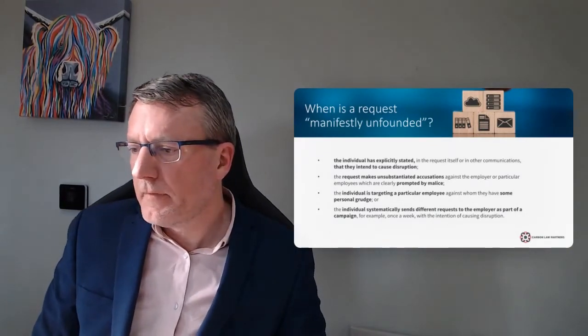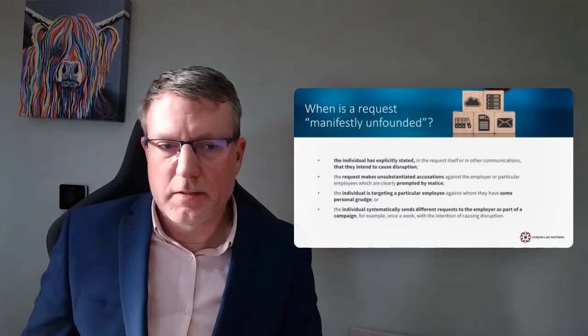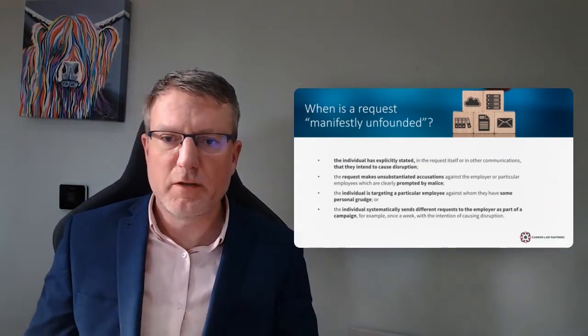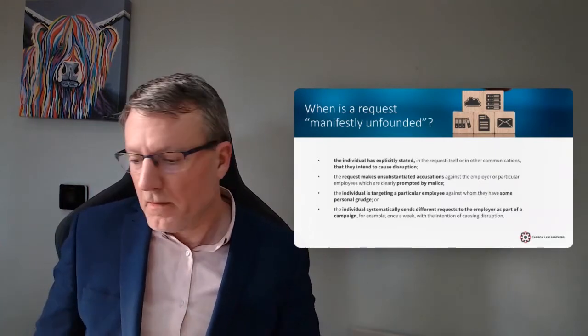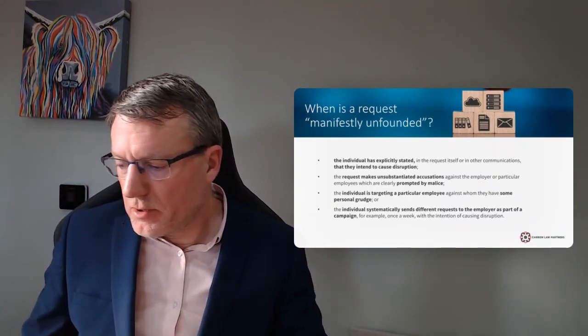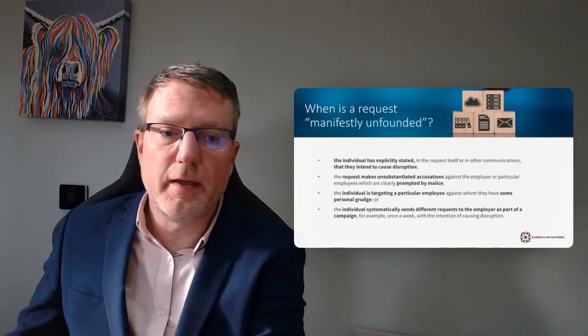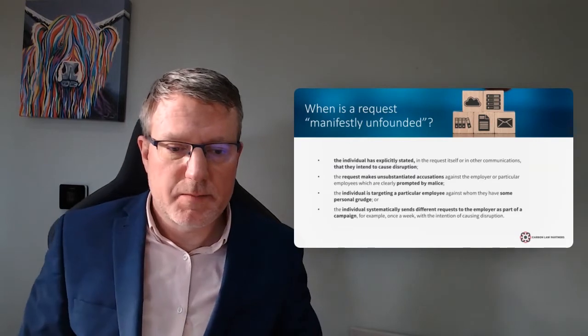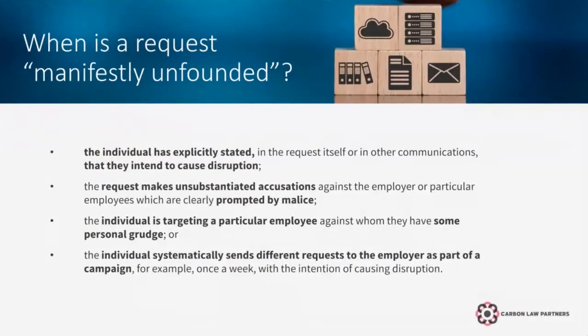Now, the other point that I touched on is that, well, when can we refuse to actually comply full stop? When can we actually just say, no, we're not going to? And there are two definitions here. The first one of those is if the request is manifestly unfounded. So again, I'll just make the slide a bit bigger so that you can see all of it, because this one is quite important. So this is where the individual has explicitly stated in the request itself or in other communications that they intend to cause disruption.